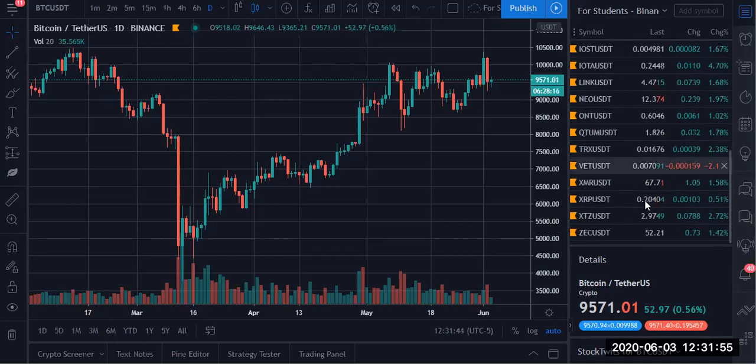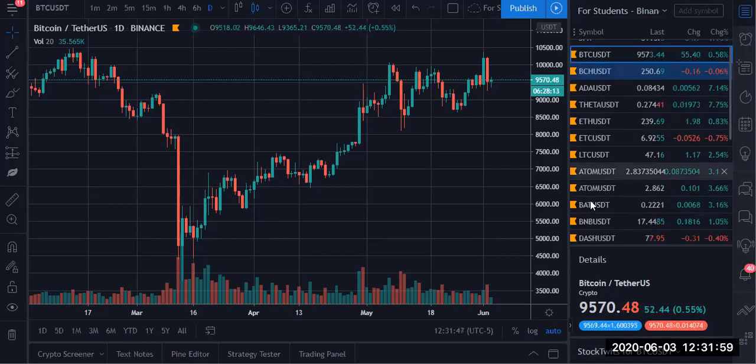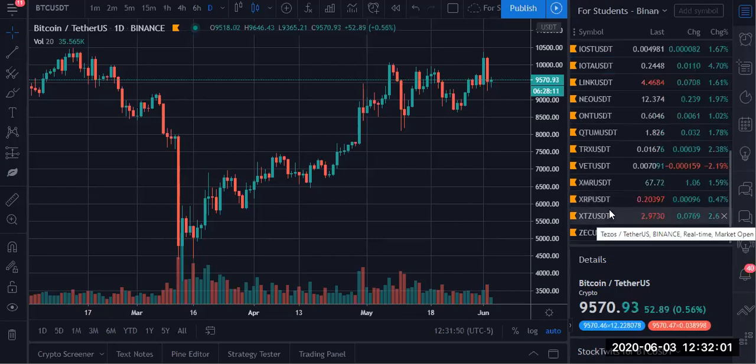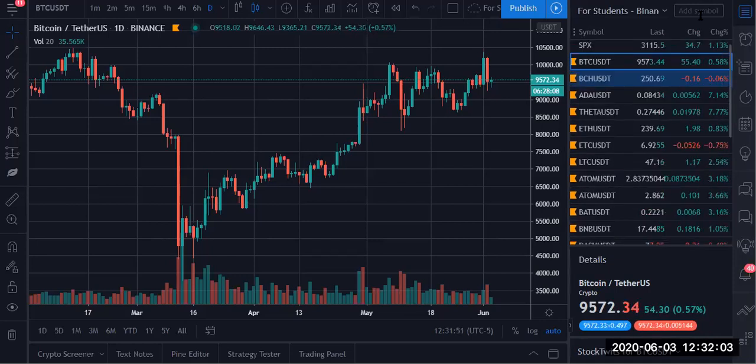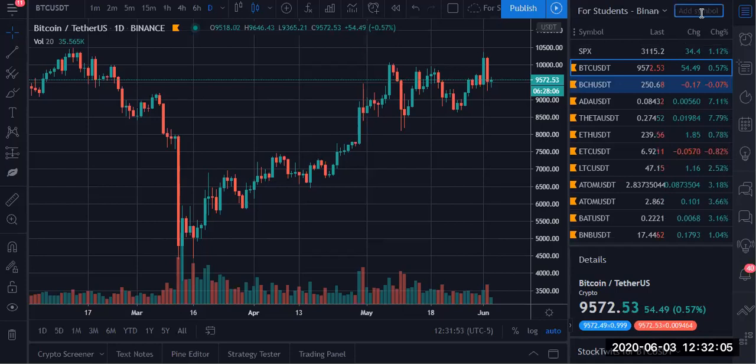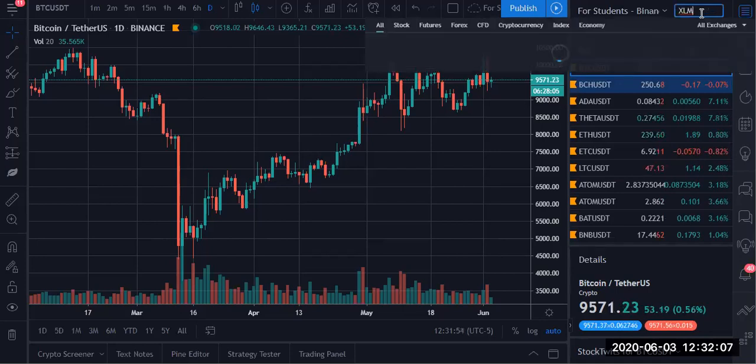But yeah, where's XLM? XLM. That one really just dumped. It's probably down here. Huh. I didn't see. I guess I might have skipped that one. Stellar Lumens USDT. So that's XLM.